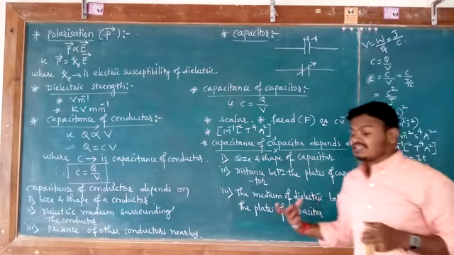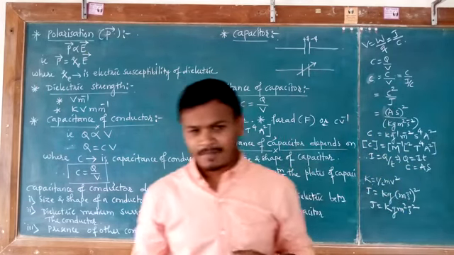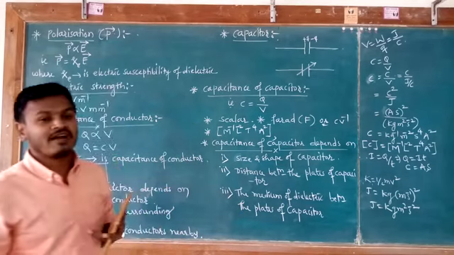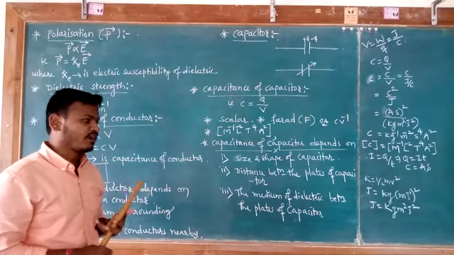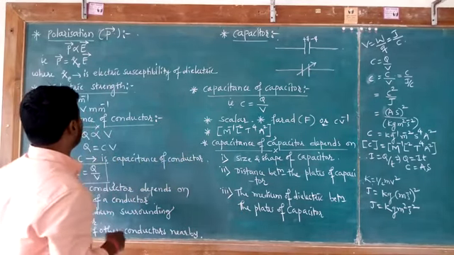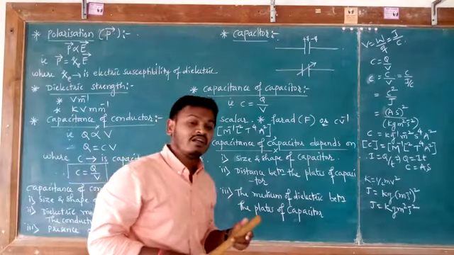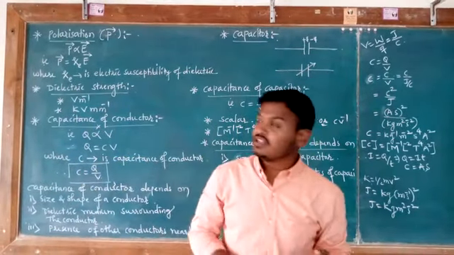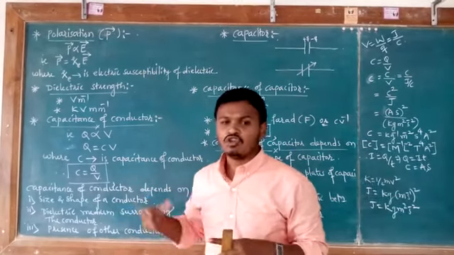And one more, that is distance of separation between the plates of capacitor. Simply these are the three main factors on which capacitance of capacitor depends. This is the concept of capacitance of conductor as well as capacitance of capacitor. If you have any doubts regarding this theory, you may please ask me.